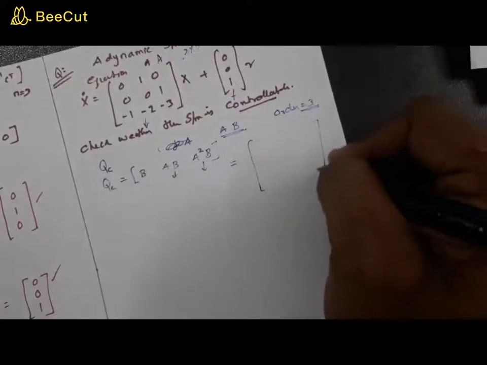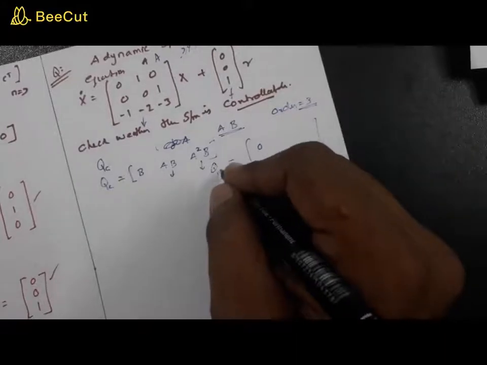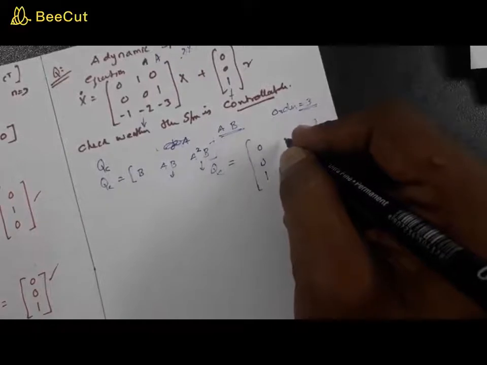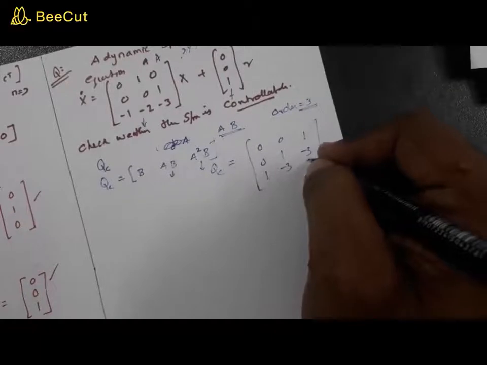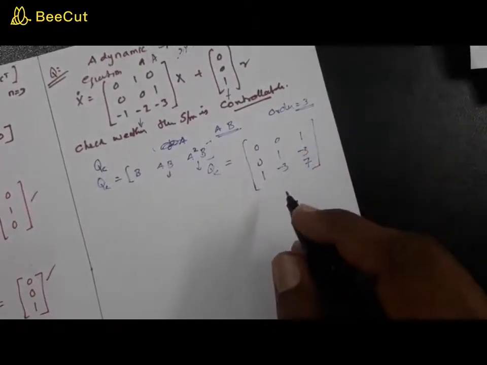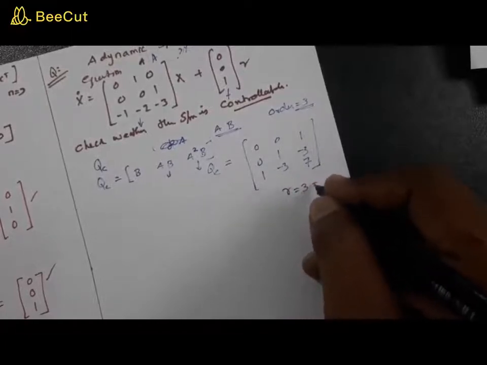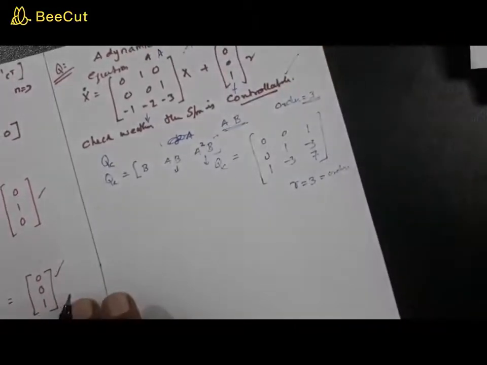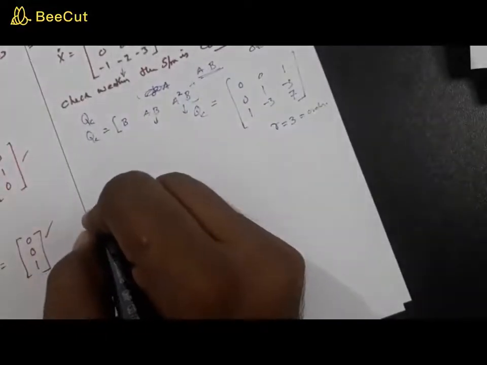You may check the answer. You will get the final answer as the matrix QC. The net QC is going to be 0, 0, 1, 0, 1, minus 3, 1, minus 3, and 7. And the determinant of QC is not going to be equal to 0. So the rank you are going to get is equal to 3, which is equal to the order of the system. That means the system is a controllable system. It's a completely controllable system.